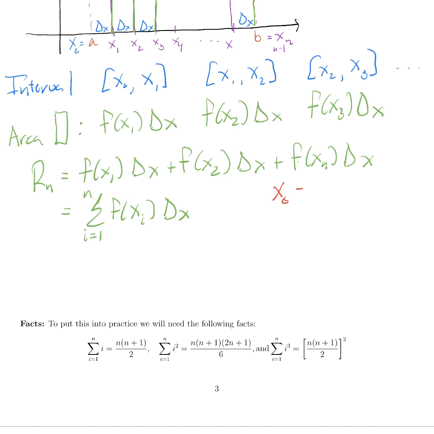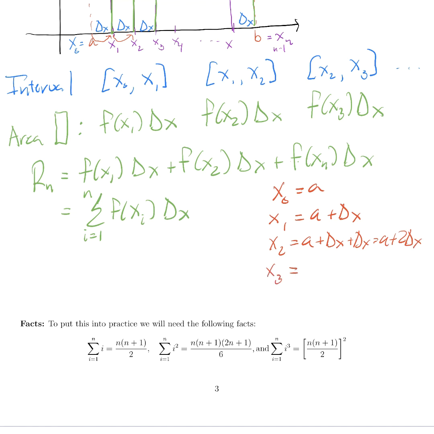What is x0? x0 is a. What is x1? Well, to get from a to x1 up here, what do we do? We add delta x. It's a plus delta x. To get from x1 to x2, what do we do? We add delta x. So x2 is a plus delta x, that's x1, plus another delta x. So it's a plus 2 delta x's.